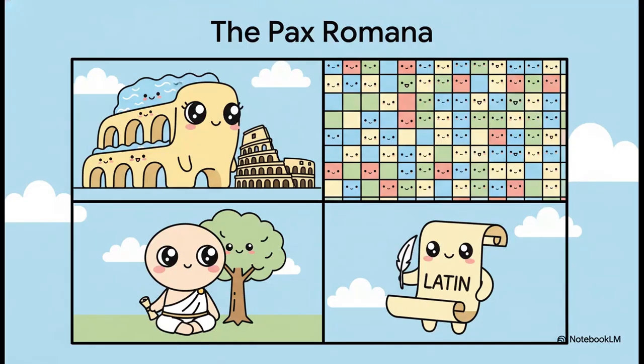But out of all that chaos, something incredible was born. Augustus kicked off the Pax Romana, the Roman peace. And for 200 years, the empire was stable, it was prosperous. Just picture it. Amazing aqueducts bringing water to cities, beautiful mosaics on the floors, and new philosophies like Stoicism taking hold. And it was all tied together by a common language, Latin.